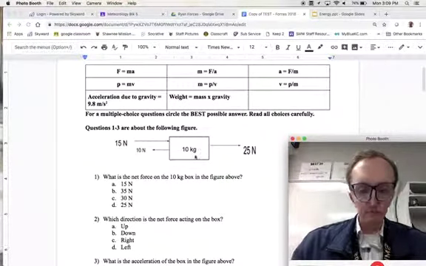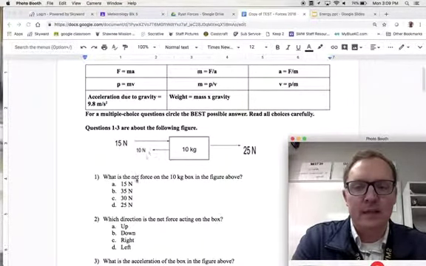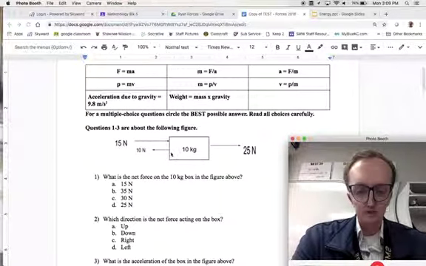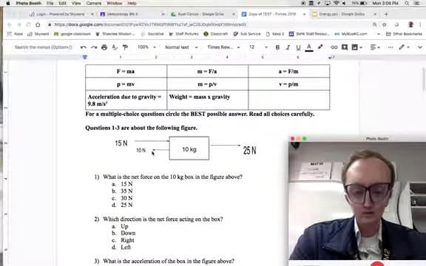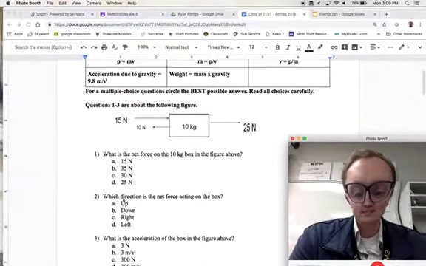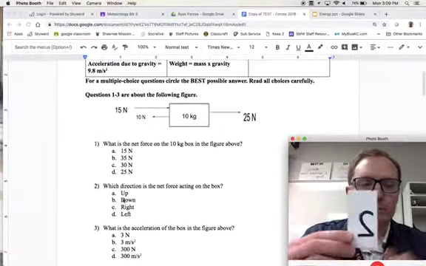Question number 1. Take a look at this. We have a free body diagram here, and forces are acting to the right, and one force is acting to the left. The first question is, what's the net force? Add up the forces to the right. So the 15 newtons plus the 25 newtons gives us 40 newtons to the right, and subtract the 10 that's going the opposite direction. So that will be an answer of 30 newtons. Number 1 is C.